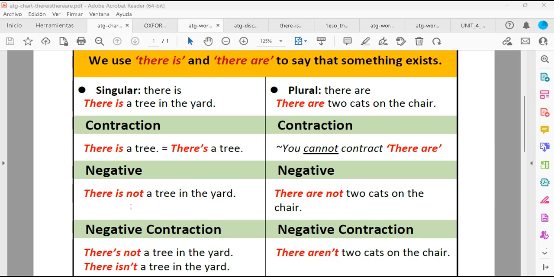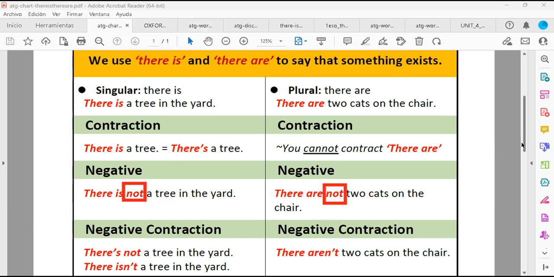We just add not. ¿Qué es lo que vamos a hacer nada más acá? Vamos a agregarle el not para hacer nuestra forma plural. So that's very simple, right? There is not a tree in the yard. There are not two cats on the chair. Okay, so that's very easy and very simple.